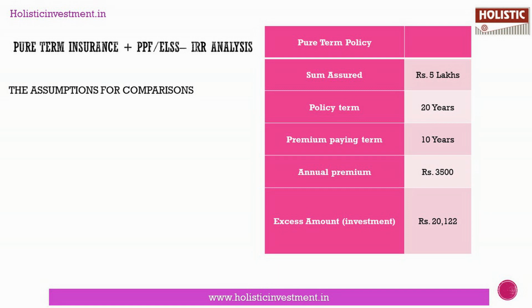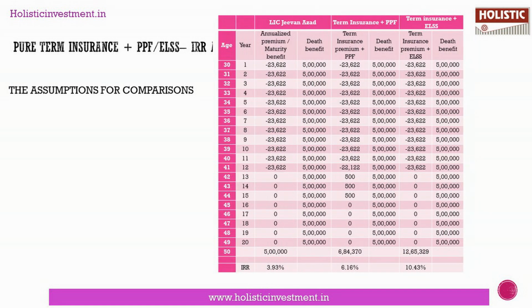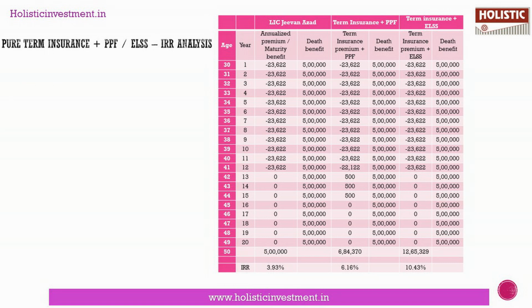Here a person takes a pure term insurance along with PPF or ELSS of his choice. Here the sum assured is 5 lakhs, policy term is 20 years, premium paying term is 10 years, annual premium is 3,500. The remaining he can invest in PPF or ELSS as per his choice, that can be 20,122. If you see from this table, a pure term insurance along with PPF can generate an IRR of 6.16%, whereas a pure term insurance along with ELSS can generate an IRR of 10.43%.